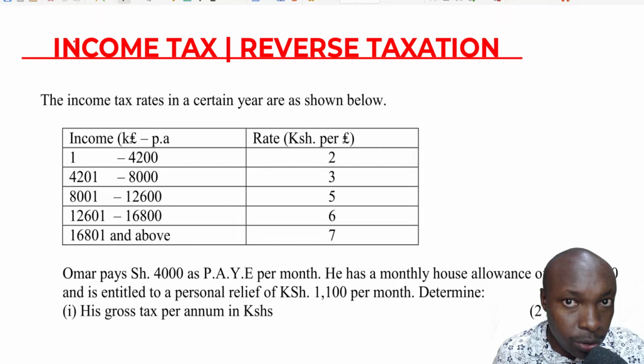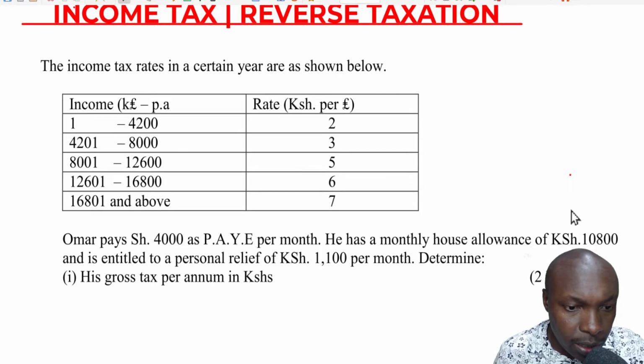It's good to note that the income is in Kenyan pound per annum. That is very important. Something else that you need to note is that the rate is in Kenyan shilling per Kenyan pound. So when you do the taxation, you will get the tax in Kenyan shillings. That one is very important. Then the information is given below here.